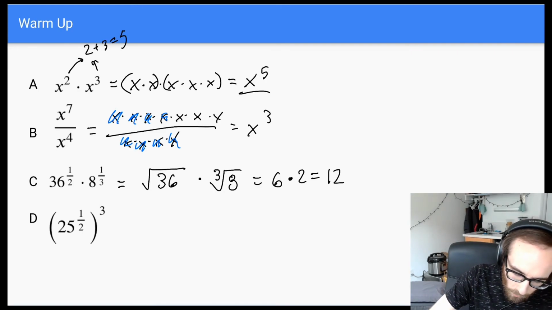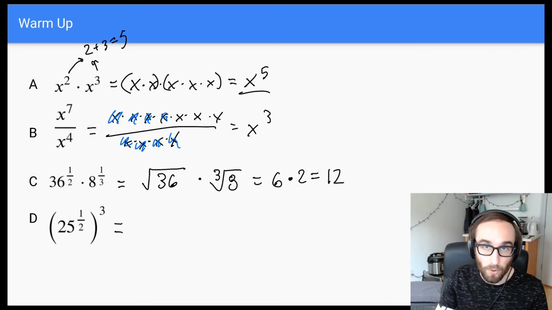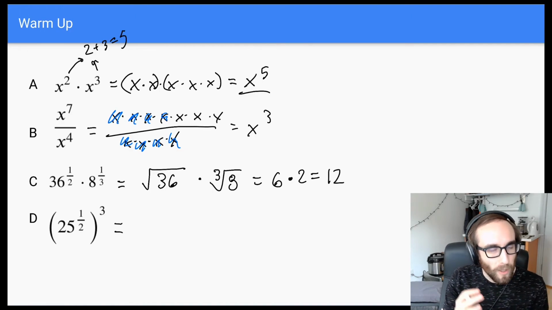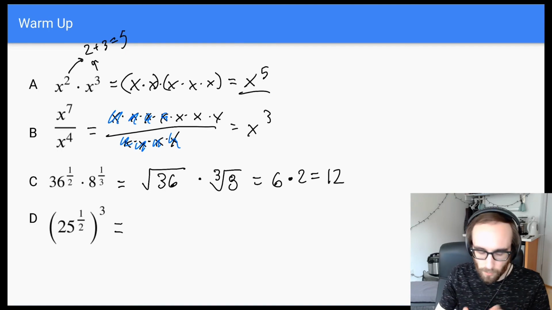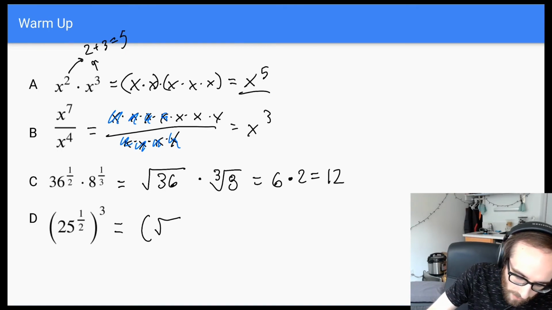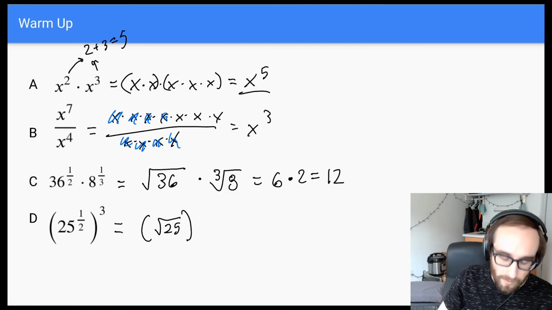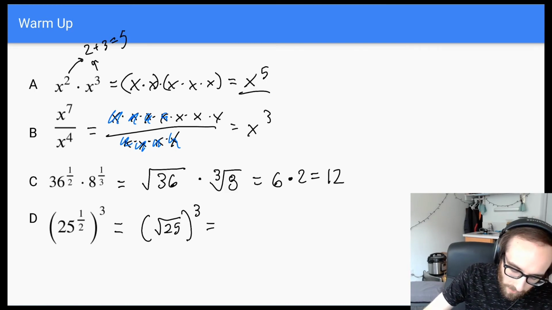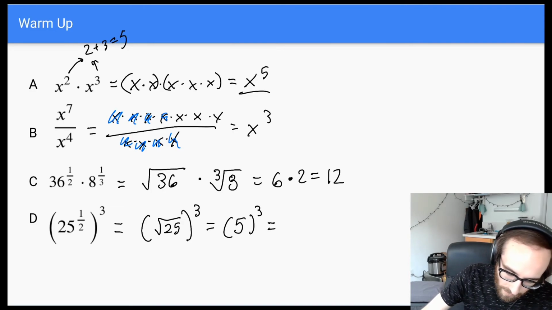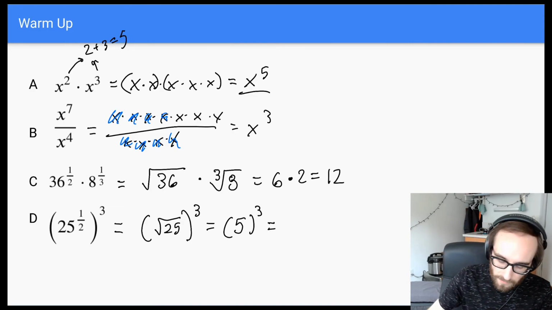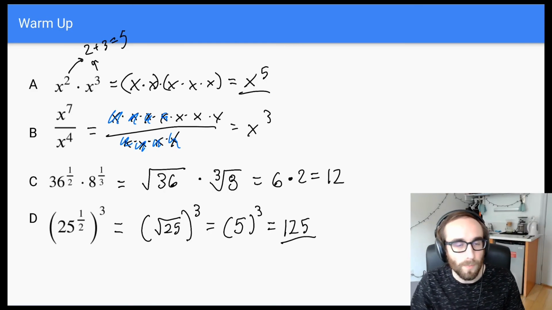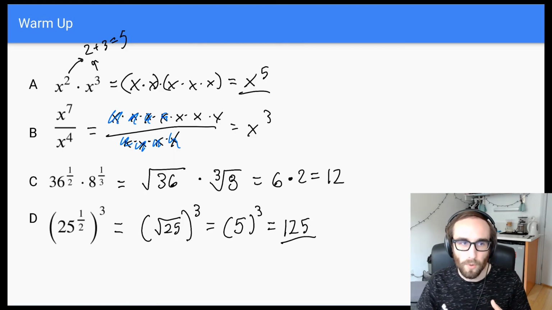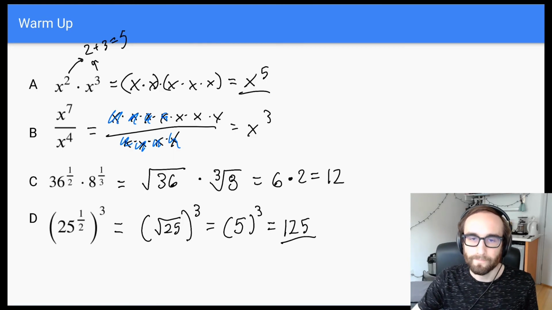Finally, for D, we have 25 to the 1/2 to the 3rd power. So we could multiply these together using our product rule. We could also look at these separately. So first I'm going to look inside of our parentheses. 25 to the 1/2 power is the same thing as the square root of 25. The square root of 25 is 5. So we have 5 to the 3rd power. And 5 to the 3rd power is 5 times 5 times 5, which gives us 125. So that's our answer for D. So applying some of these rules that we learned to a few example problems.